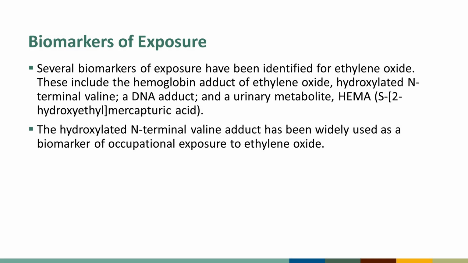Several biomarkers of exposure have been identified for ethylene oxide. These include the hemoglobin adduct of ethylene oxide, hydroxylated N-terminal valine, a DNA adduct, and a urinary metabolite, HEMA, S-2-hydroxyethyl mercapturic acid. The hydroxylated N-terminal valine adduct has been widely used as a biomarker of occupational exposure to ETO.